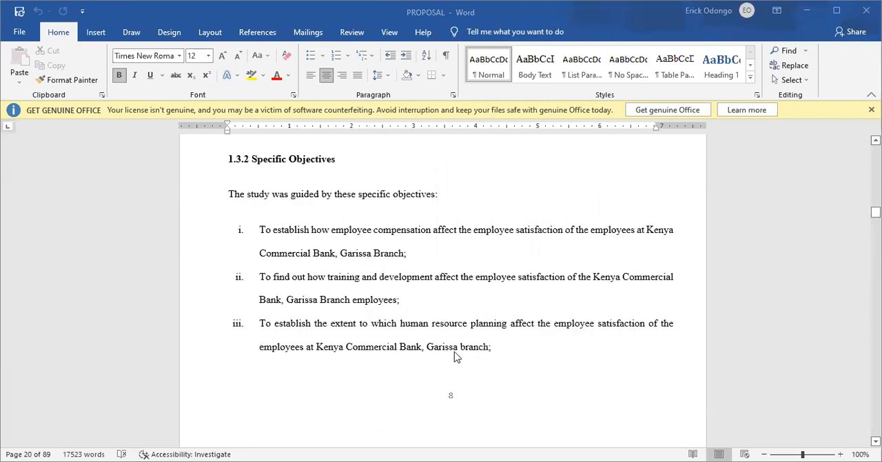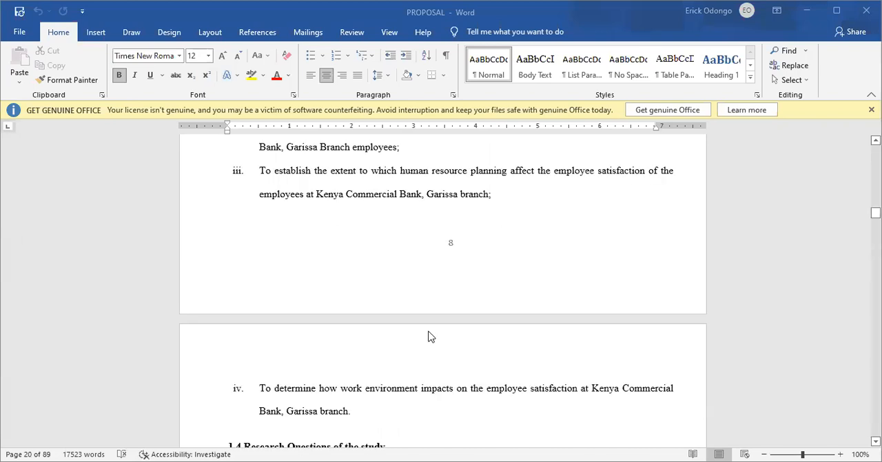I've taken human resource planning as a practice. I've taken employee compensation as an HR practice. I've taken training and development as an HR practice. I've taken work environment also as another area which I feel will impact on the employee satisfaction. So all this will comprise the independent variables, and I would take them to form my specific objectives.